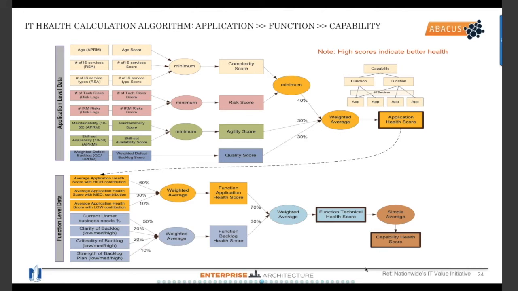Specifically, a lot of the functions are supported by more than one application. So we use again the algorithms to distribute the application health on the functions. And I think one of the key factors here from functions, then we're going to do the same thing to calculate the overall health of the capability.